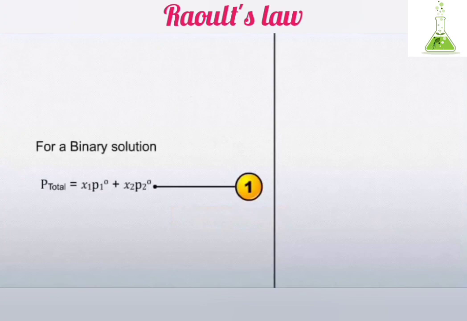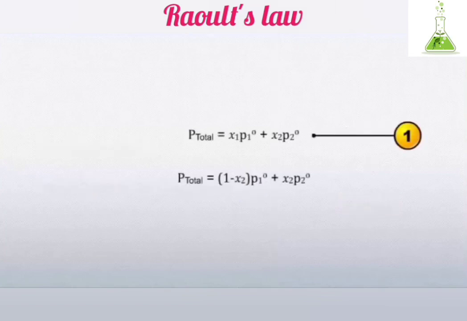In the part 1 video, we have learned that the sum of the mole fractions will be equal to 1, that is X1 plus X2 equals 1. Rearranging this, we get X1 is equal to 1 minus X2. Now we will substitute the value of X1 in equation 1. Now we get P total is equal to (1 minus X2) times P1 naught plus X2 P2 naught. Let this be equation number 2.